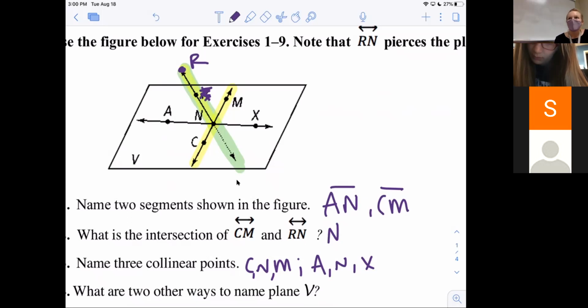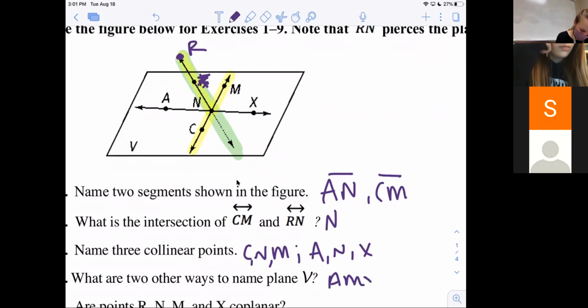Nope, okay. What are 2 other ways we can name plane V? So we see the V down here in the corner. Since it does not have any points, it doesn't count as a point, it's just a name for my plane. Instead of naming it plane V, we can pick 3 non-collinear points. Who wants to help me out? AMX. Thank you, Abby. AMX. Who else had their hand up? Cooper, you give me another name? ARC.